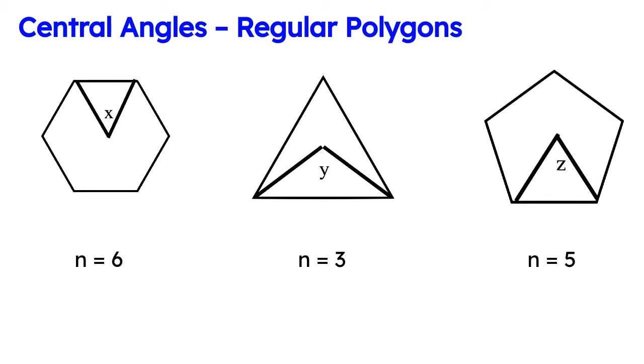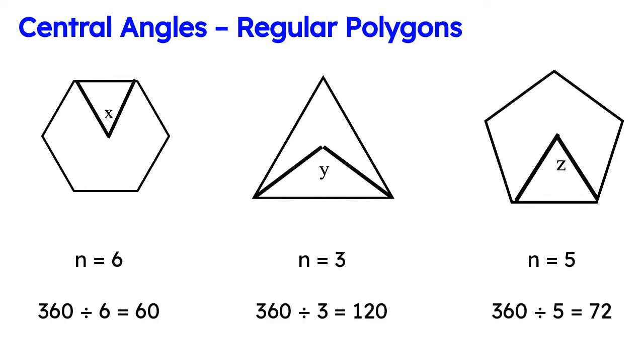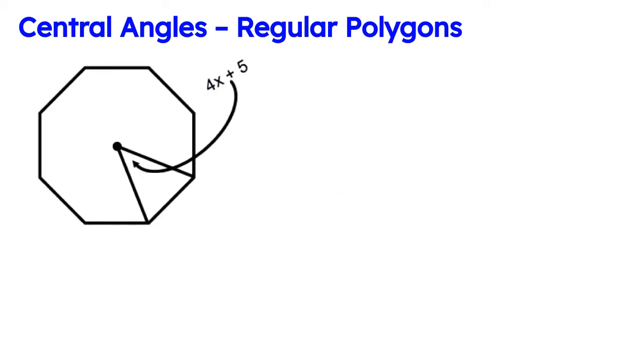If I wanted to figure out how big each of those central angles are, here's what I would do. I would just take 360 and divide by the number of sides. So 360 divided by 6 is 60. If I do 360 divided by 3, I get 120, and 360 divided by 5 gives me 72. All of these polygons are regular polygons, which means that all of their side lengths and all of their angles are the same size. So we know that each of those central angles is equal to each other.